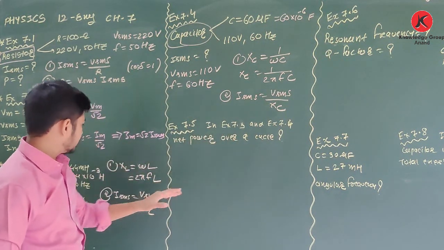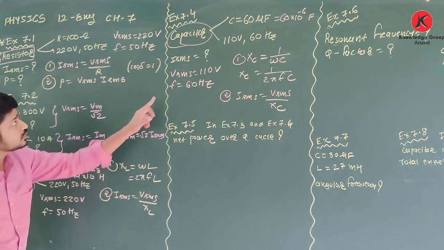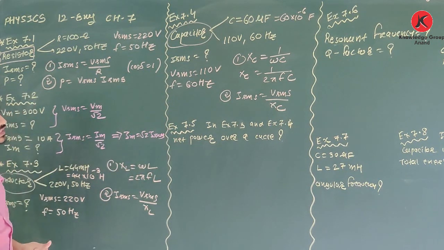Okay. Now next question, exercise 7.5. In exercise 7.3 and exercise 7.4, you need power over a cycle.